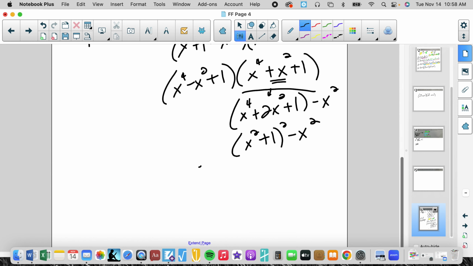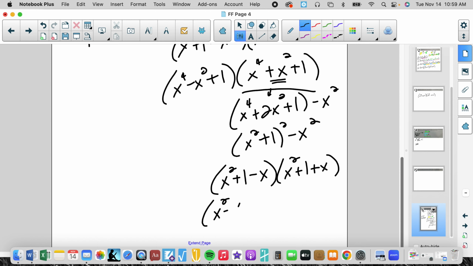Whew. And we can factor that. That is the difference of squares. So we have x squared plus 1 minus x. And we have x squared plus 1 plus x. Let's write those in standard form. And x squared plus x plus 1. So that is completely factored.